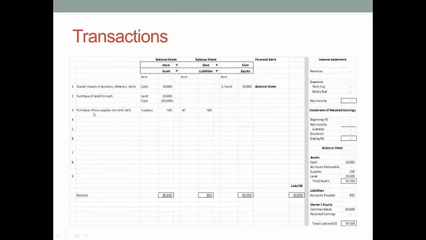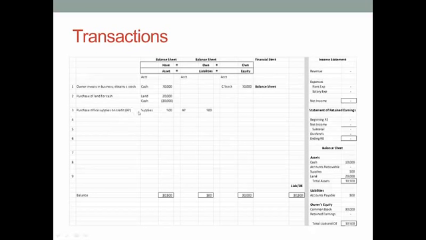Next, let's look at a purchase of office supplies on credit. When we're looking at this, the two accounts that would be affected would be supplies and also the amounts on credit, or accounts payable, because we're going to pay that off in 30 days.